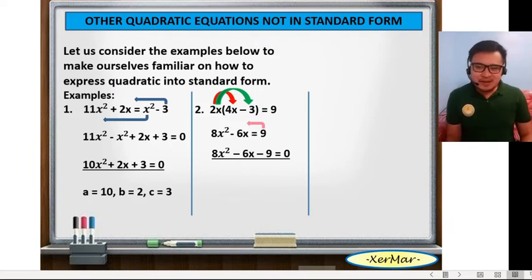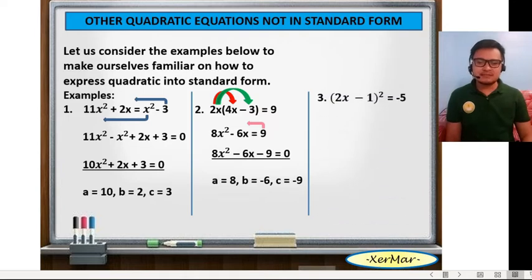Ang bago nating equation class, kung titingnan ninyo, wala tayong similar terms na pwede nating i-combine. So, yun na yun. Okay, so napakasimple lang, no? So, now let us identify the values of A, B, and C. Okay, so A natin ay 8, B is negative 6, and C is negative 9.